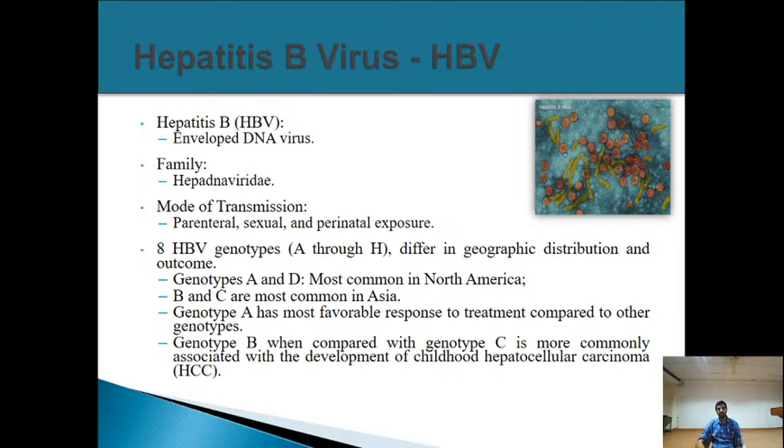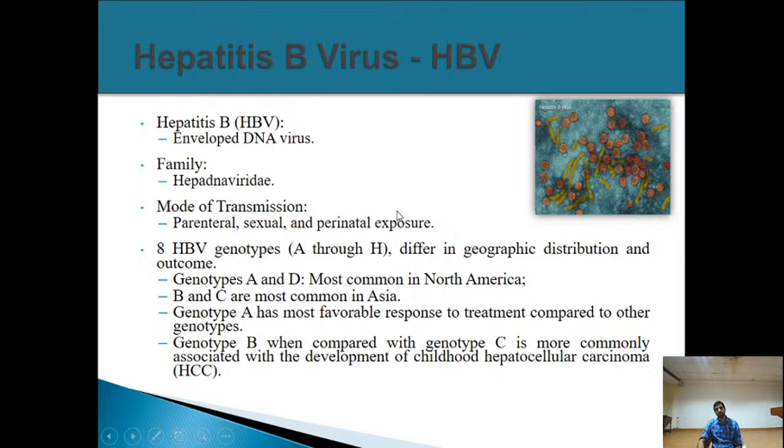It belongs to the family Hepadnavirus. It is a double-stranded DNA virus, and one strand of it is not complete. It is an incomplete double-stranded circular DNA. One strand is complete, the other strand is only partial. The ring is not completed. Mode of transmission: it is mostly through parenteral, sexual, and perinatal exposure. The risk of HBV transmission is very, very high compared to HIV.